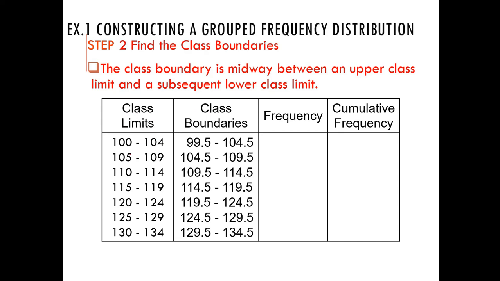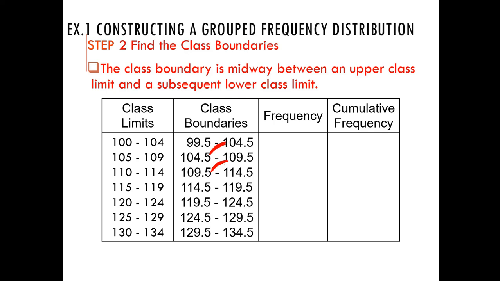Class limits are mutually exclusive. There is no overlap of the data point 104 or 105. It's mutually exclusive. Class boundaries are purposefully set up so that this number is the same because it has to be halfway between 104 and 105. And the same thing with 109 to 110. They're going to be the same number.